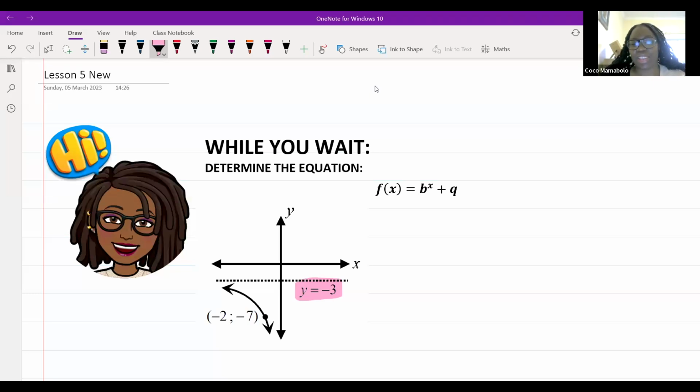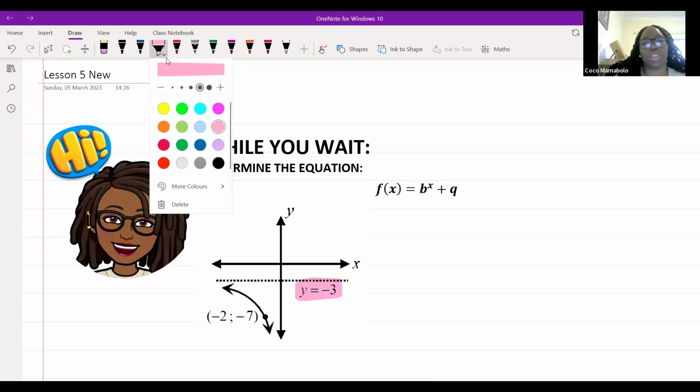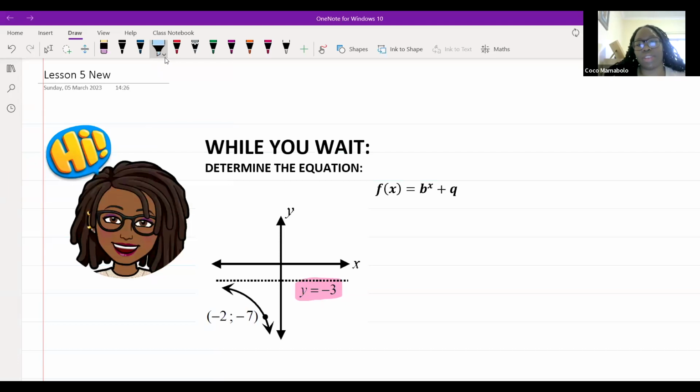All right, I'm going to give you guys one more minute to try out this question on the screen. It shouldn't take us too long. We should know that we've got our asymptote for our exponential graph, and then we're going to use the information we've been given to find the other value that we need. We need the value of b, okay, because we know what q is. We need to find the value of b.